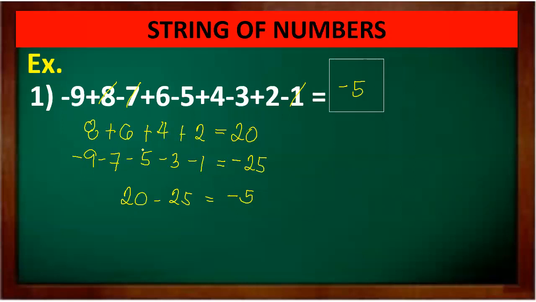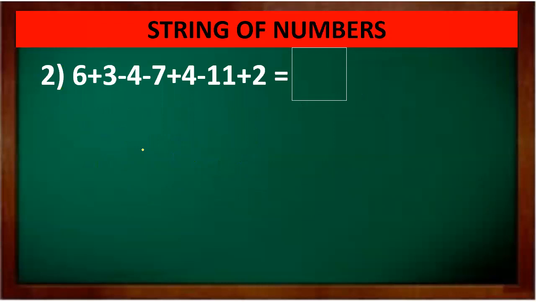Okay? So, next is we can have another example here. Another one. So, we have 6, 3. Okay, so let's get all the positive sign. 6 is positive. 3 is positive. What else? 4 is positive. And 2 is positive. Okay, so when we add this, that will give you 9. 6 plus 3 is 9. 9 plus 4 is 13. 13 plus 2 is equal to 15. And the sign is positive.